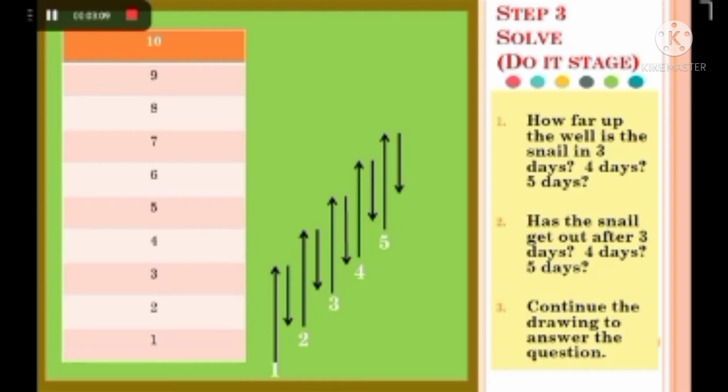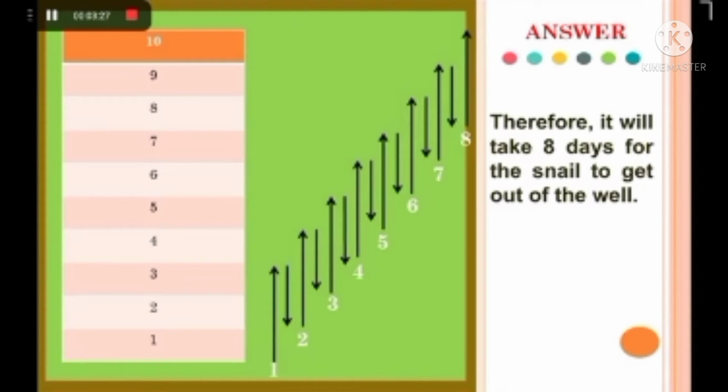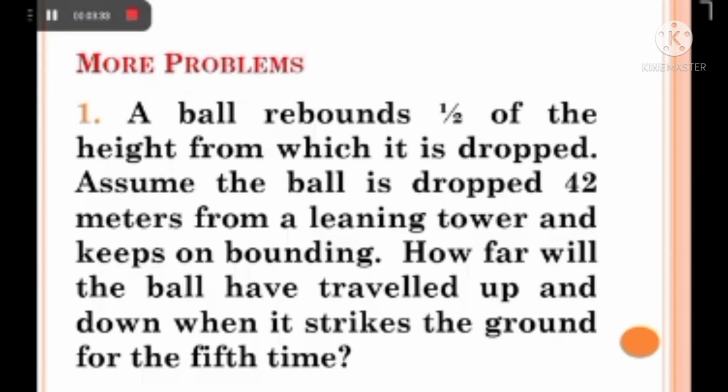So let's continue. On the 6th day, we have 8 meters. On the 7th day, we have 9 meters, and on the 8th day we have 10 meters. Therefore, it will take 8 days for the snail to get out of the well. So here are more problems for you to better understand how the draw a diagram method works.